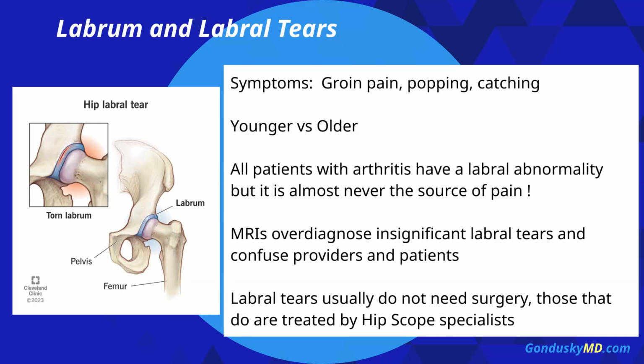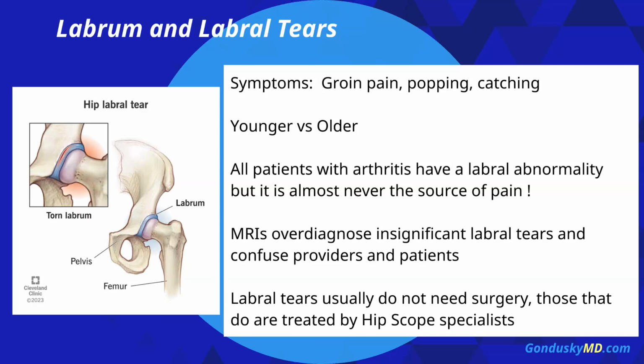And so one thing that happens pretty commonly is patients will get an MRI of the hip, and the MRI report will say that there's a labral pathology or a labral tear, and they're concerned about it. But first of all, MRIs really overdiagnose small labral tears, and they're not really very significant.